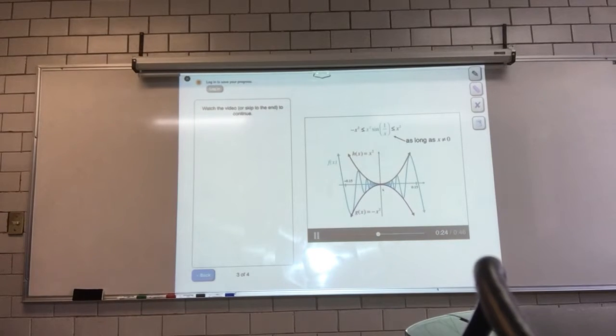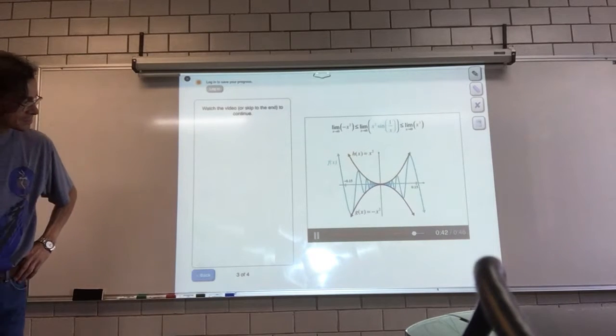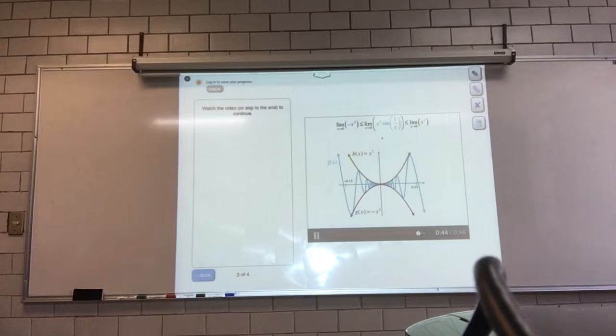The squeeze theorem says that if we have an inequality like this, we could take the limit of each term and get another inequality. In other words, if these inequalities are all true everywhere around 0, then they have to be true in the limit as we approach 0. Okay, now try evaluating these outer two limits.